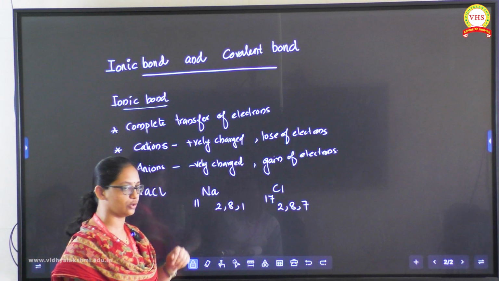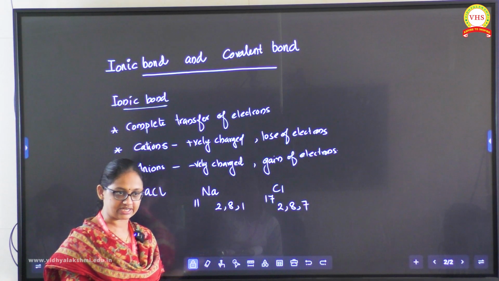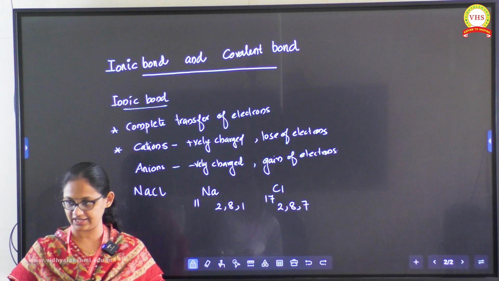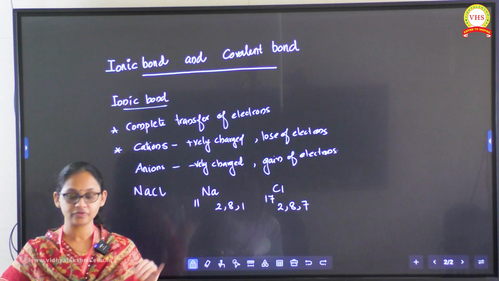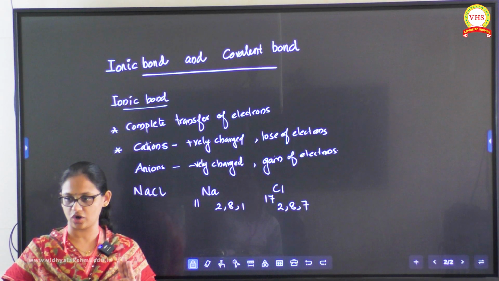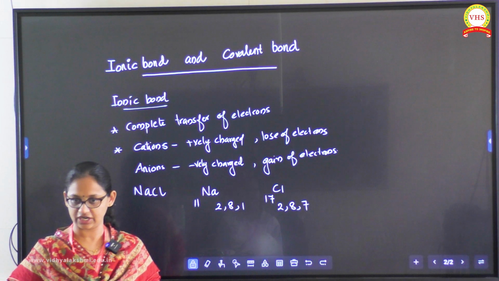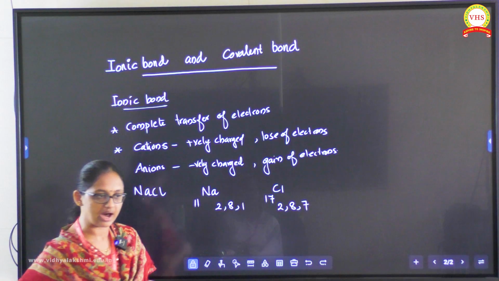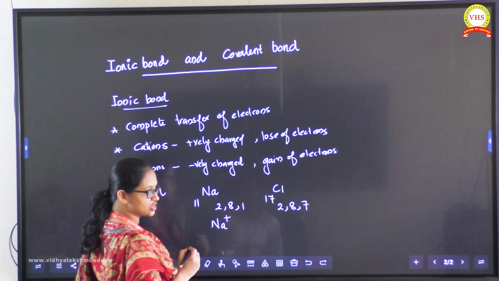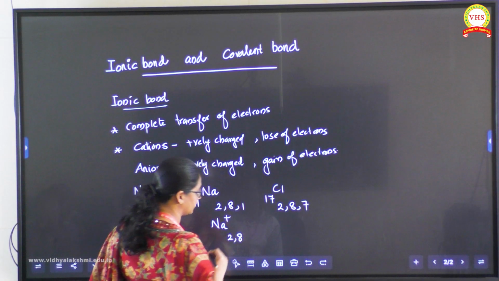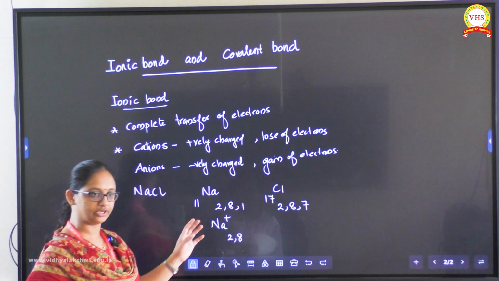Here in sodium, only one electron is there in the outermost shell. In order to attain stability, two possibilities are there. They can lose that valence electron or they can accept 7 electrons. It is easier to lose 1 electron than to accept 7 electrons. So sodium will lose its valence electron. Sodium losing 1 electron becomes positively charged and the electronic configuration becomes 2,8. It is a stable electronic configuration. Octet rule is satisfied.